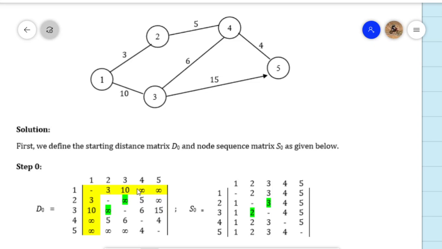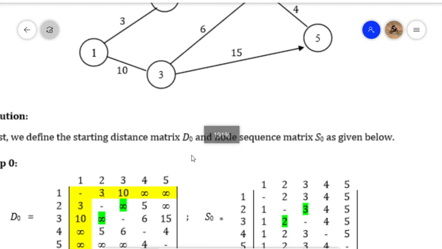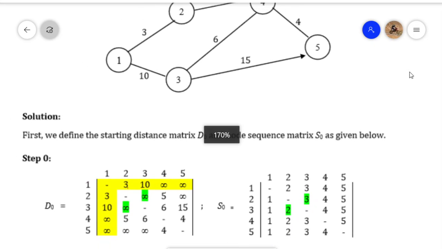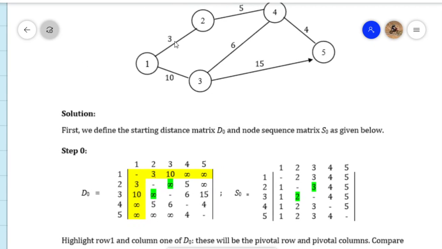So to put the entries on the distance matrix, we refer to the given network. Again, for this entry here, we have the distance from 1 to 2, and as we see in the given network, the distance from 1 to 2 is 3. So we put 3 in this slot of the matrix. 1 to 3, row 1 to column 3, is 10.